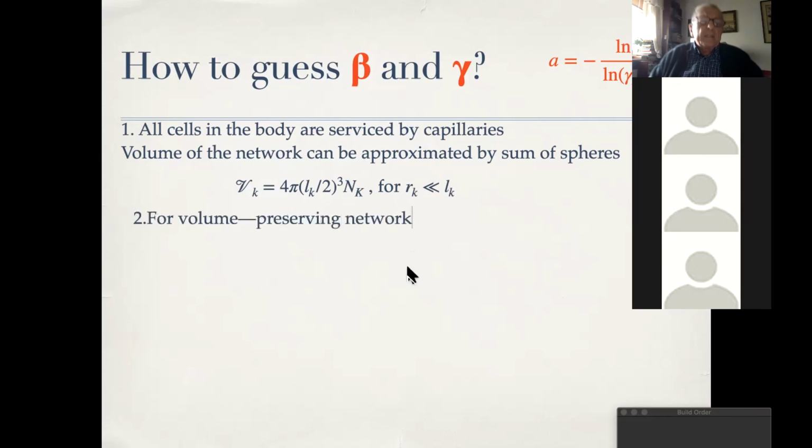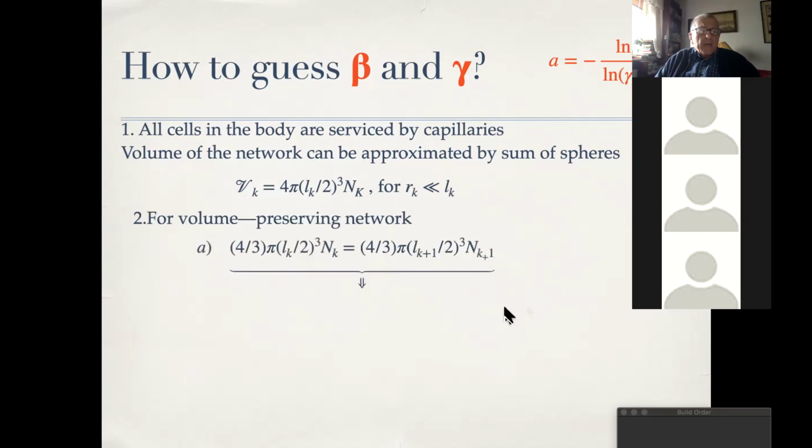And if I do this, then for volume preserving networks I have the following expression, which relates these volumes at each level of my network. And out of that, I can immediately derive the expression for gamma. Remember, gamma is a ratio of the L's, and it turns out that gamma to the power of 3 is equal to 1 over n. So with this assumption, I made my educated guess of the value of gamma in the expression for a. So gamma is proportional to n to the power minus 1/3.